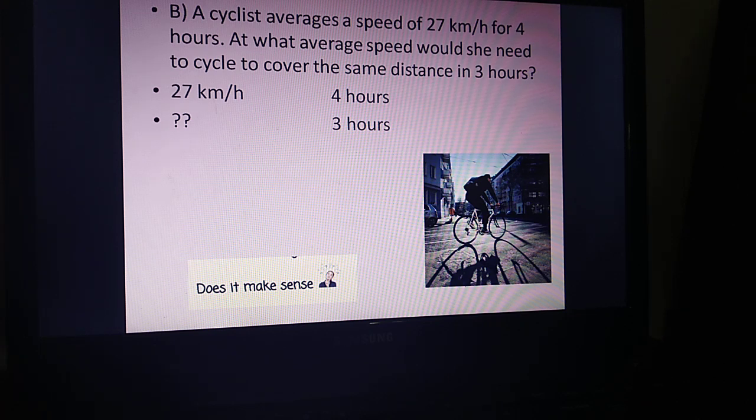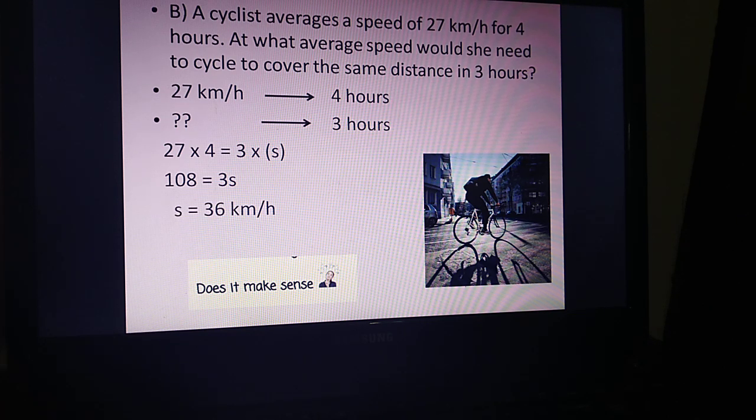Good job. Now, once you realize this, you need to multiply horizontally. So 27 multiplied by 4 is equal to 3 multiplied by s. And by s here, I mean the speed, السرعة, اللي هي المطلوب. Multiplying 27 by 4 gave us 108, and that's equal to 3s, of course. Now to get s, you need to divide by 3. So s is 36 km per hour. Now this is the speed. Does my answer make sense? Is it greater than 27 kilometers per hour? Yes, indeed. So it makes sense. Good.